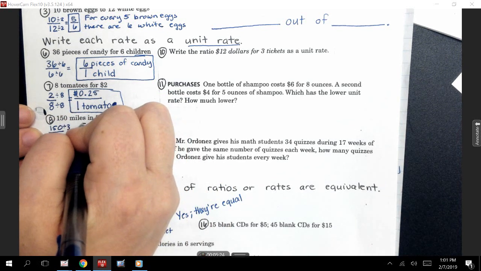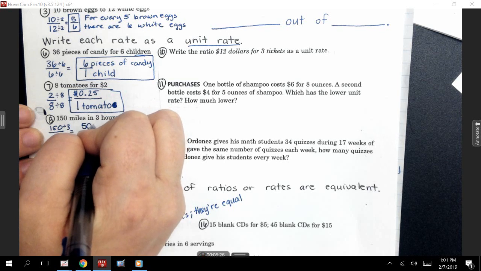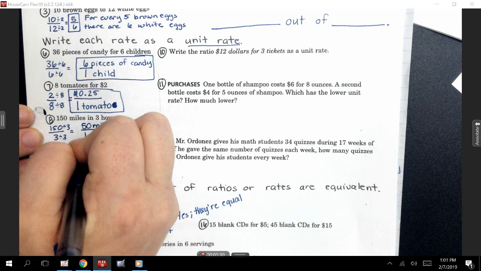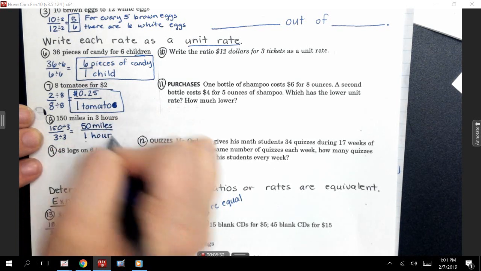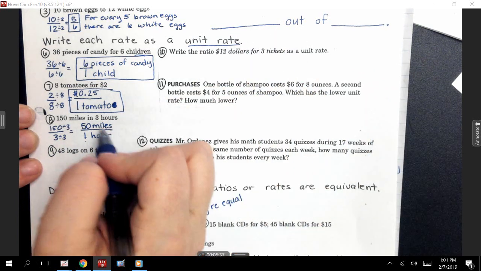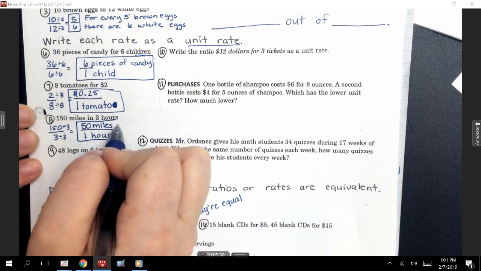50 over 1. 50 what? Miles. So we're going to put 50 miles over 1 hour. And do I have to explain anything here? No. Always check those directions. If they don't say to explain, then we're good with that answer.